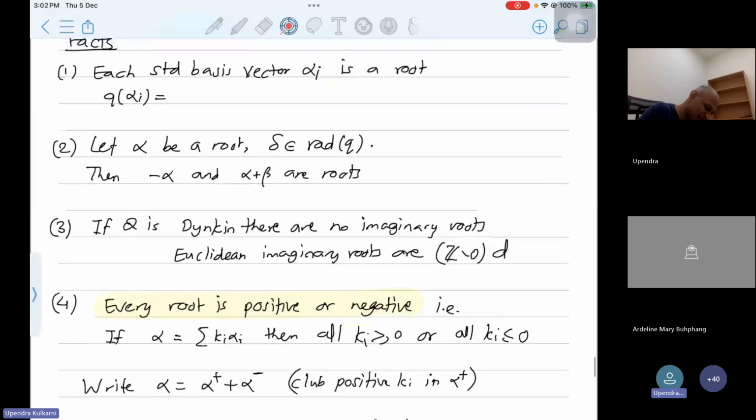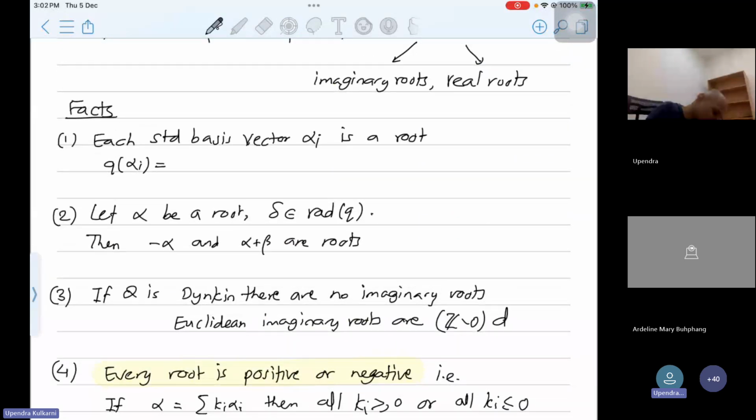So let's write this down. Q of alpha_i is equal to 1, and 0 if I have this picture. Now, if alpha is a root and delta is in the radical, that means it's an integer multiple of the special vector. First of all, if alpha is a root, minus alpha is a root. What is Q of minus alpha? What is Q of any scalar multiple of alpha? It's a quadratic form, so the scalar just comes out as a square. So of course, this is perfectly okay. There is no issue about this, right?